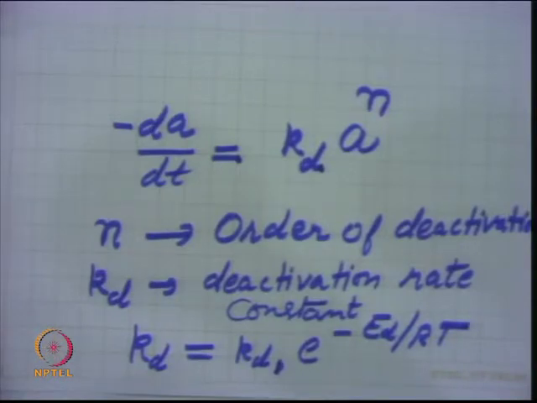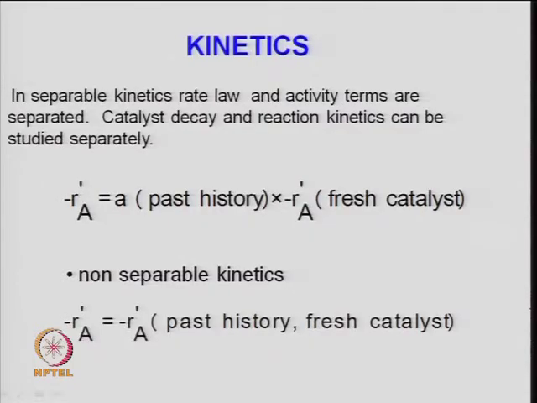So, one can use the differential method of analysis or the integral method of analysis to find out the rate data with time on stream, and then activity can be calculated as a function of time on stream. By using the differential or integral method of analysis, as is generally done for determination of order of reaction, activation energy and rate constant, one can find out the deactivation kinetics, the deactivation order of reaction and the activation energy also.